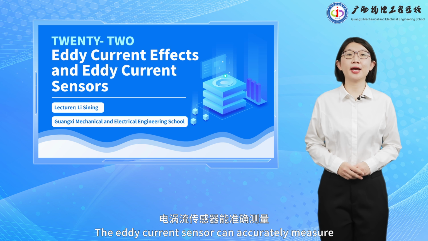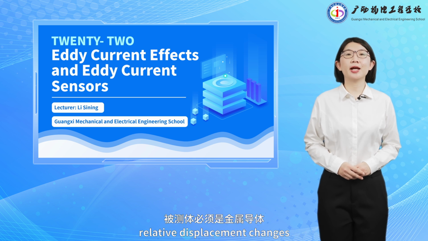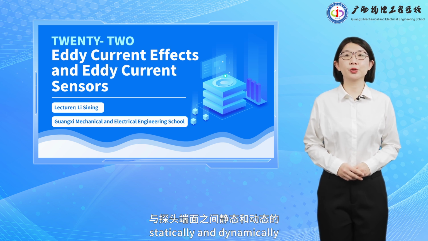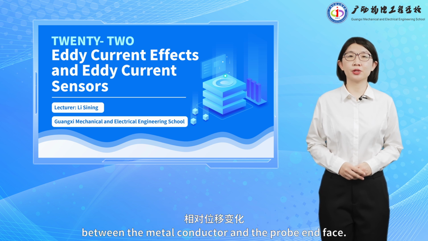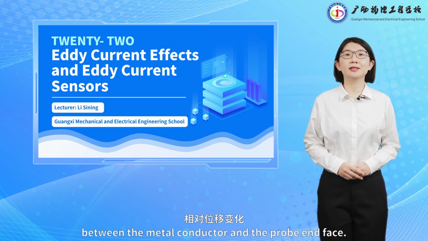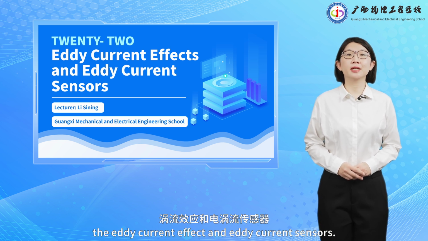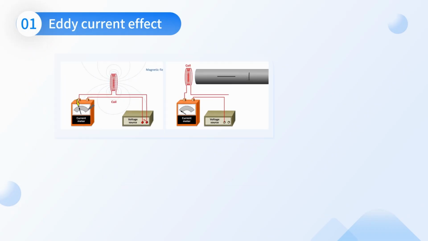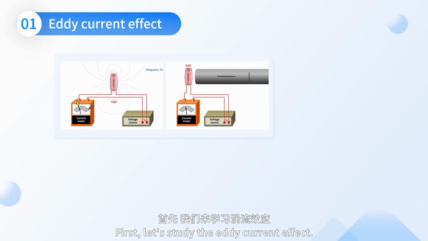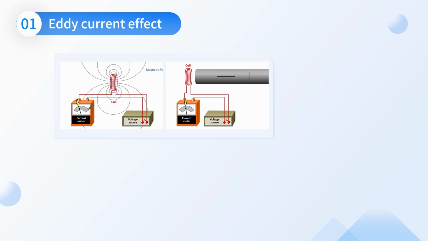The eddy current sensor can accurately measure relative displacement changes statically and dynamically between the metal conductor and the probe end face. In this lesson, we mainly study the eddy current effect and eddy current sensors. First, let's study the eddy current effect.